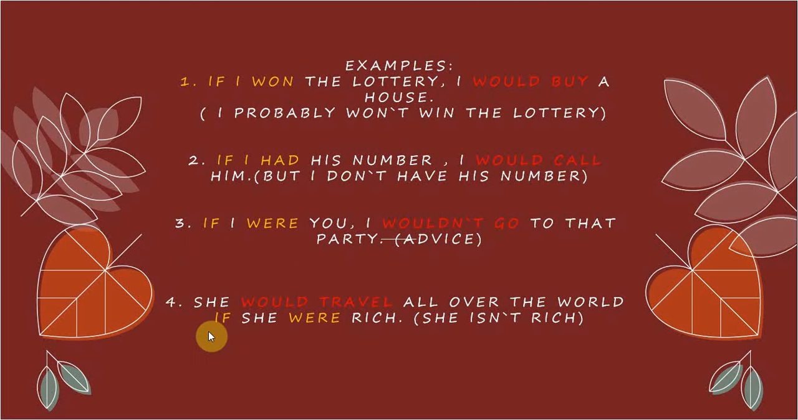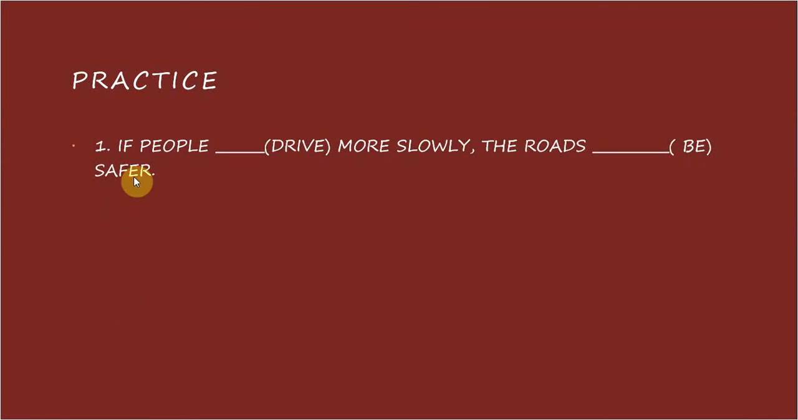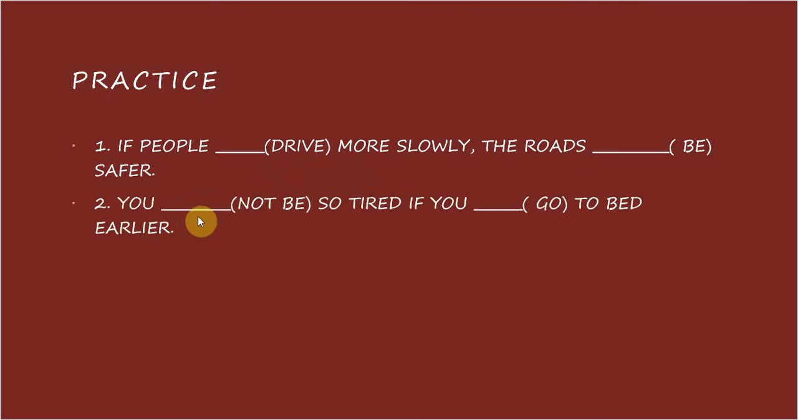She would travel all over the world if she were rich, but she isn't rich. Let's practice. If people drive more slowly, the roads be safer. Okay, let's look here. We have to put the verb drive in past simple tense and be in would plus infinitive. You not be so tired if you go to bed.